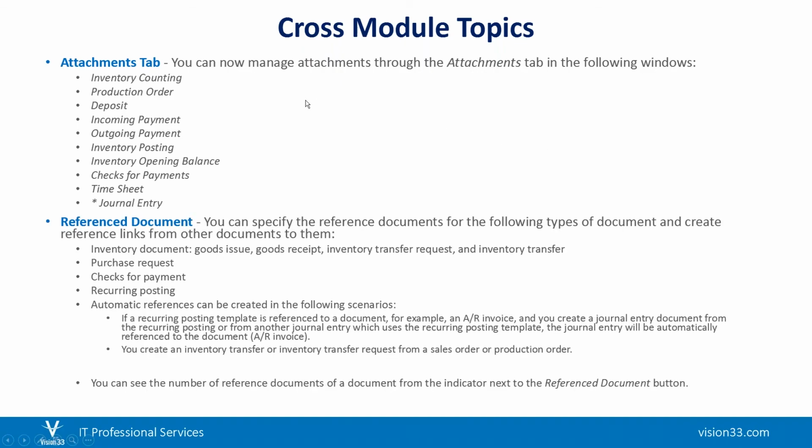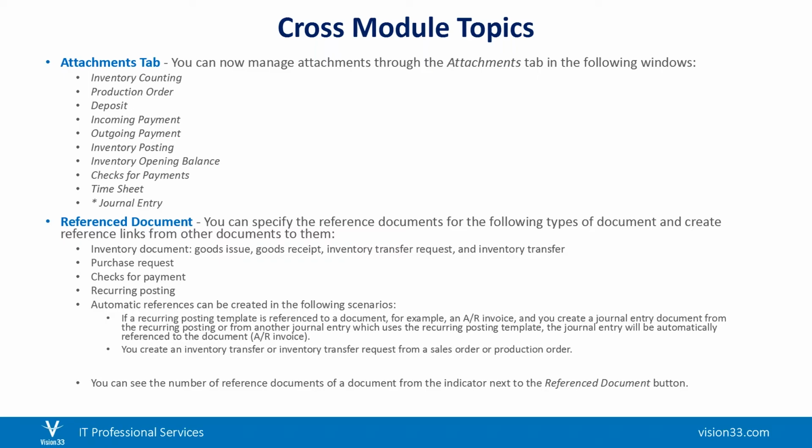A reference document. You can specify the reference document for the following types of documents and create reference links to other documents from them. So I have much more flexibility in referencing parent and child documents throughout the application with things like goods issue, goods receipt, inventory transfer requests, inventory transfer purchase requests, checks for payment, recurring postings.